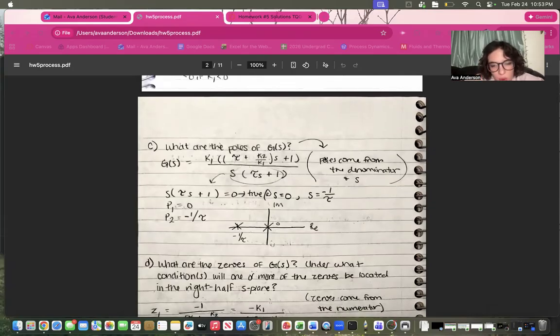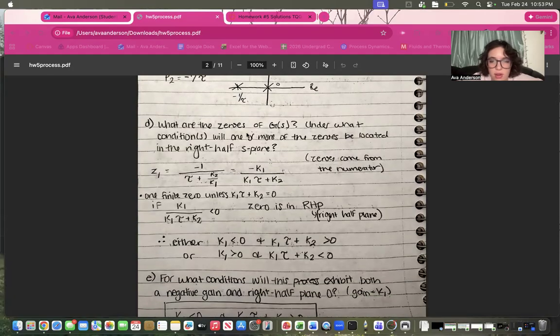Now we're trying to figure out what the poles of G(s) are. Poles come from the denominator. Set it equal to 0. Figure what s needs to be to make that true. Ends up being 0 and negative 1 over tau. Little graphy. What are the zeros of G(s)?